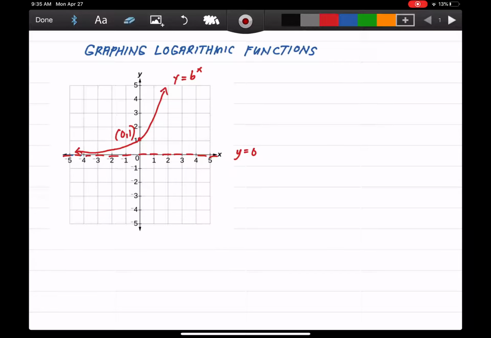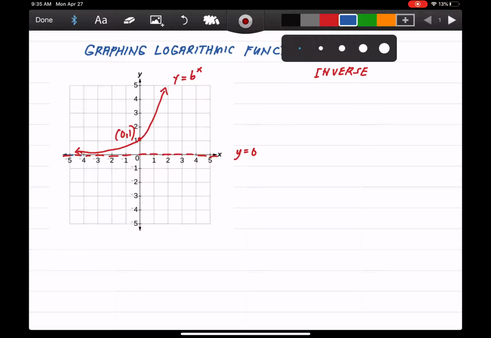The word is inverse. You know that when we are graphing the inverse, we simply flip x and y, right? So your x becomes y and your y becomes x. So to sketch its inverse, the inverse of the x-axis, the horizontal asymptote, is the vertical asymptote, and that's going to be the y-axis or x equals 0.